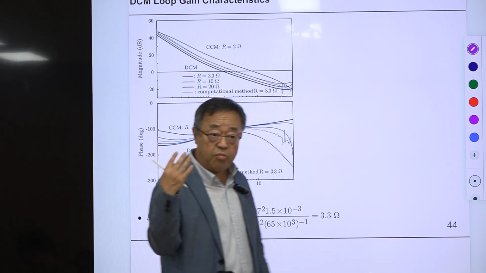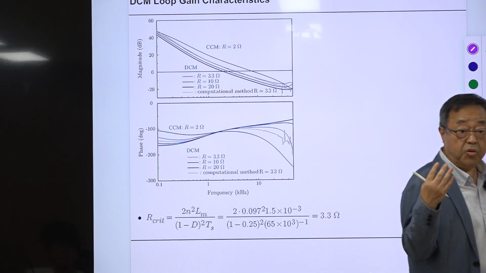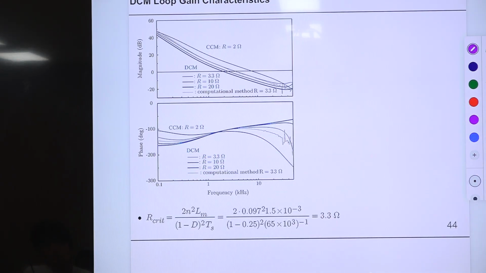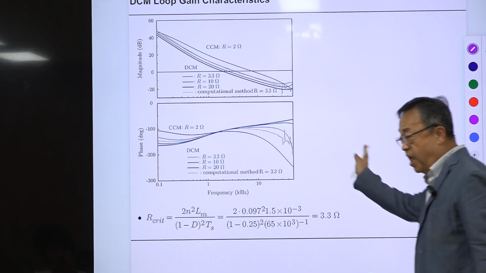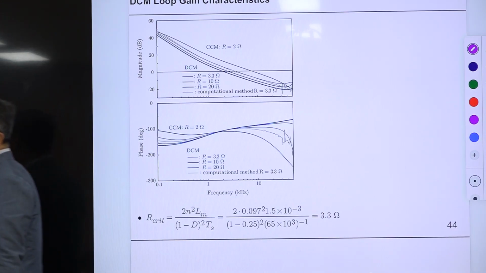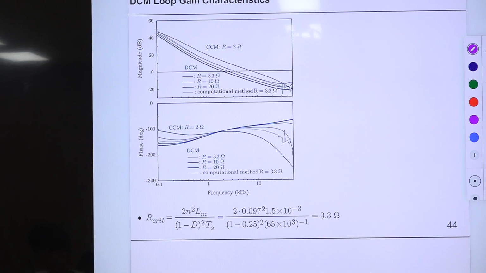This is the case of the current mode control. But if you use the CCM voltage mode control, that case is entirely different. Okay, this is the case of the current mode control.